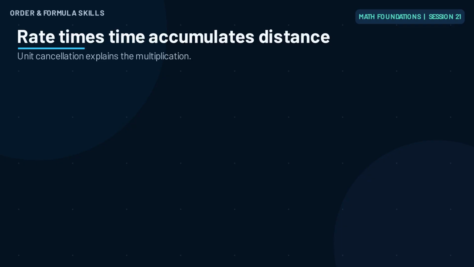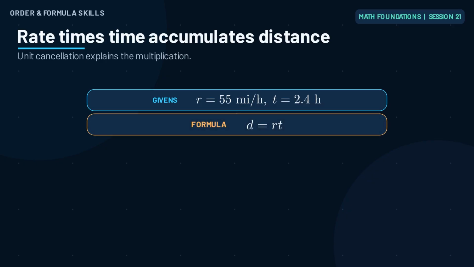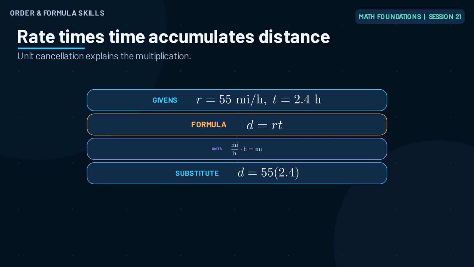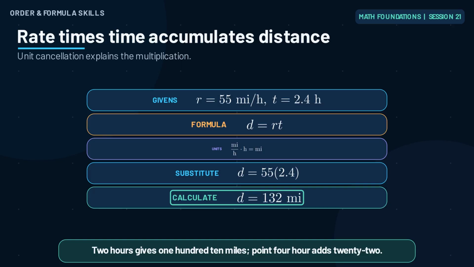When rate and time are known, multiplication accumulates distance. A train travels at 55 miles per hour for 2.4 hours. Use distance equals rate times time. Miles per hour times hours cancels hours and leaves miles. Multiply 55 by 2.4. The product is 132. The train travels 132 miles. 2 hours gives 110 miles, plus 0.4 hour gives 22 more. Unit cancellation explains why multiplication fits.